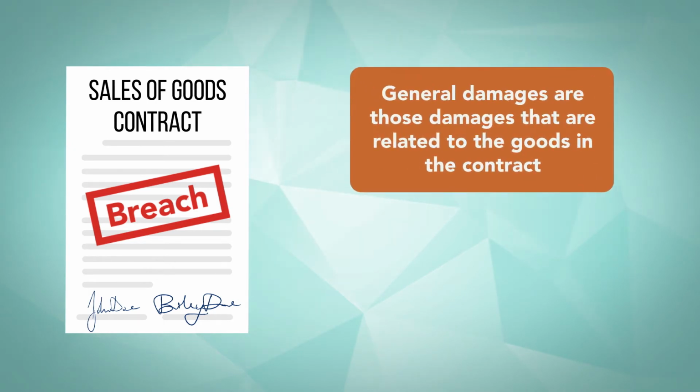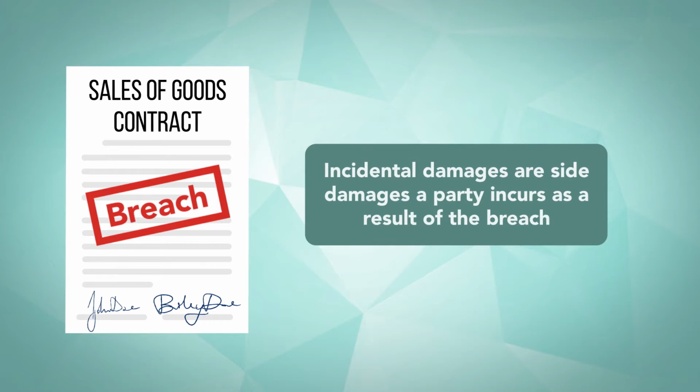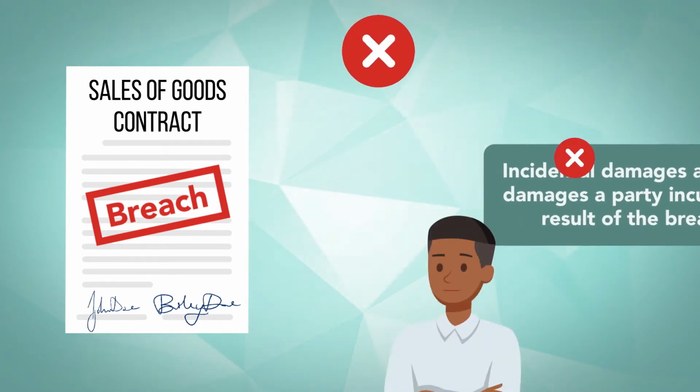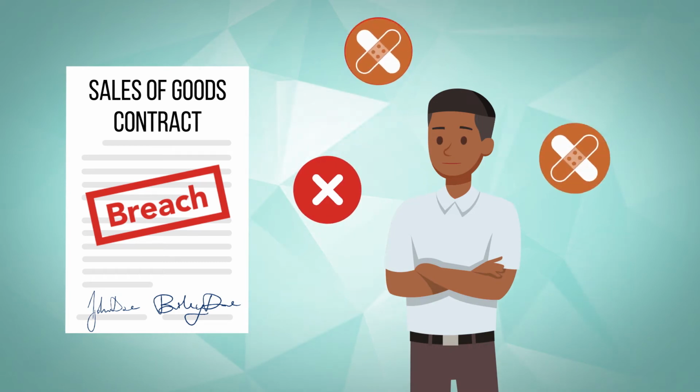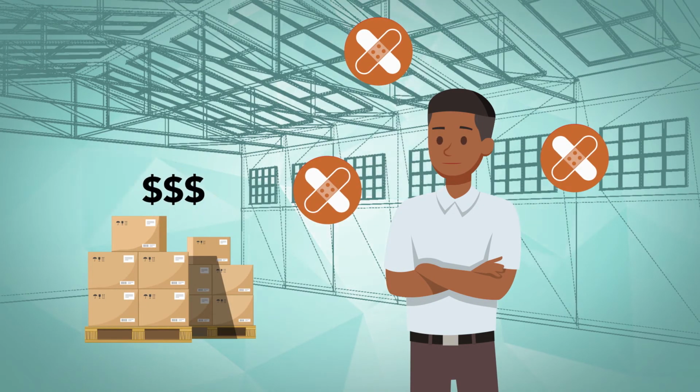General damages are those that are related to the goods in the contract, while consequential damages denote additional harm as a result of the breach. Incidental damages are side damages that a party incurs as a result of the breach. These damages are typically necessary to mitigate the harm that the non-breaching party suffers, such as storage fees the buyer incurs when the seller ships non-conforming goods.